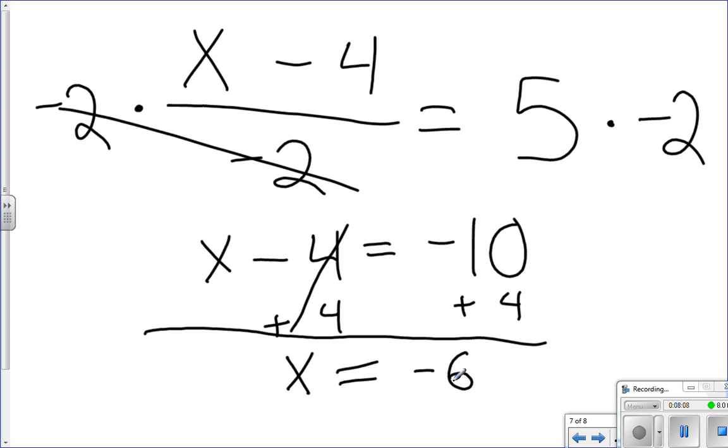You could always think of it on a number line. You could use it in terms of money. You could use it in terms of sports. You're down 10 points, and then you score 4. You're now only down 6 points.